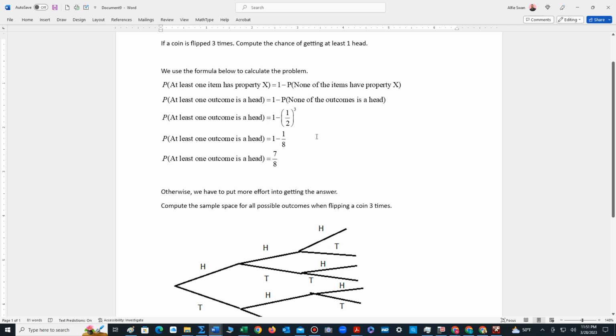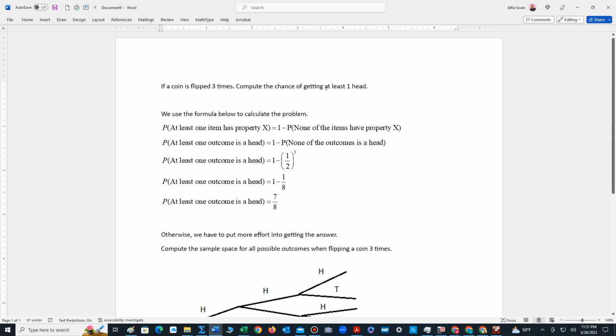So my recommendation is whenever you see the phrase at least one, apply this formula to calculate the probability.